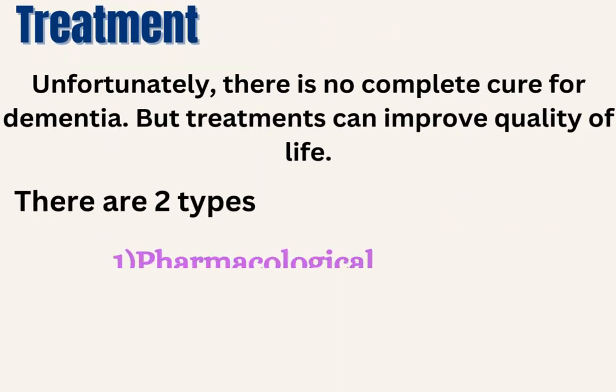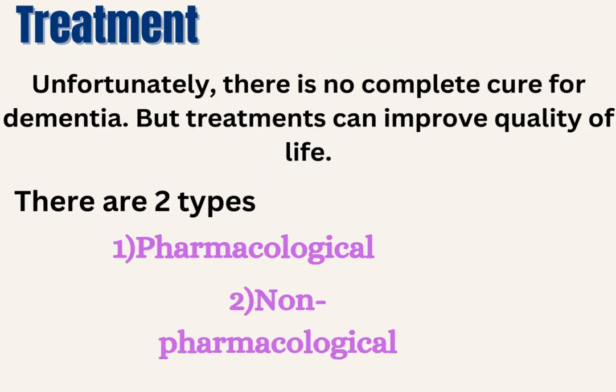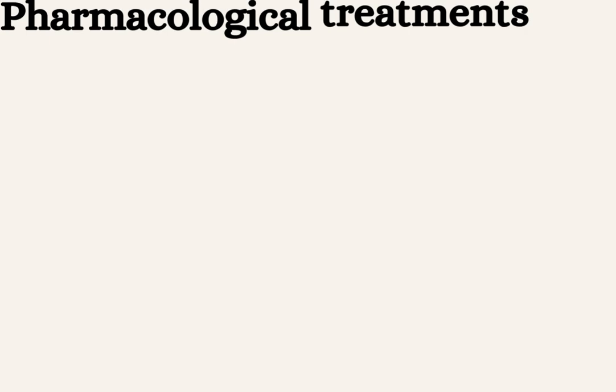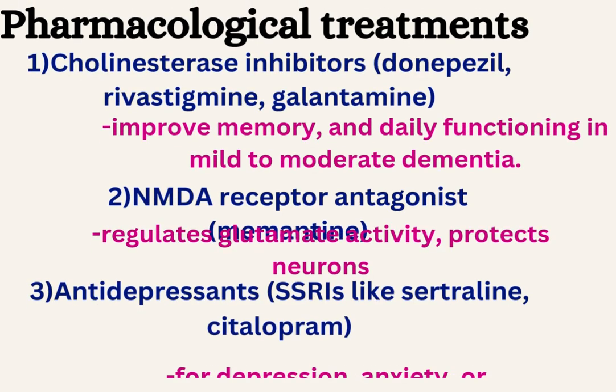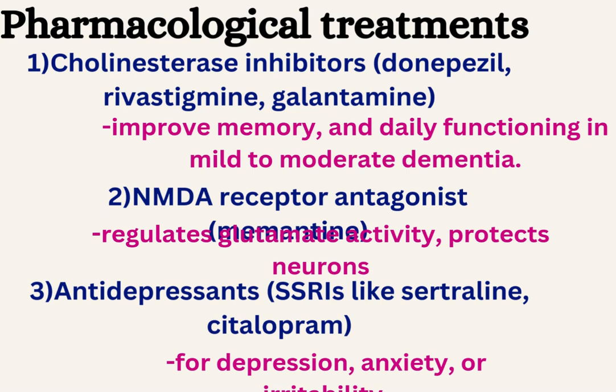Treatments. Unfortunately, there is no complete cure for dementia, but treatments can improve quality of life. There are two types: pharmacological and non-pharmacological. Pharmacological treatments. Cholinesterase inhibitors: donepezil, rivastigmine, galantamine. Improve memory and daily functioning in mild to moderate dementia. NMDA receptor antagonist: memantine regulates glutamate activity, protects neurons.